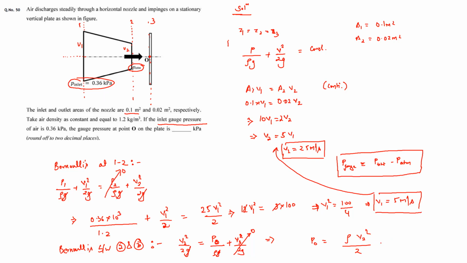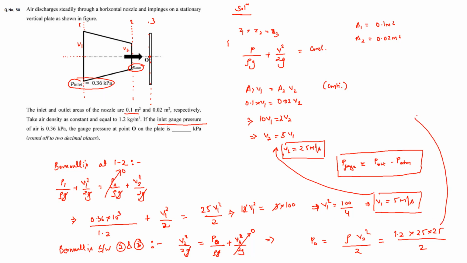Yeah, I hope I have not missed anything here. So rho for us is again 1.2. V we just saw was 25. So this is 25 into 25, that is 625 divided by 2. Yeah, if you solve this, let's see. Can someone tell me? 375. Can you repeat? 375. Yeah, so this is 375.